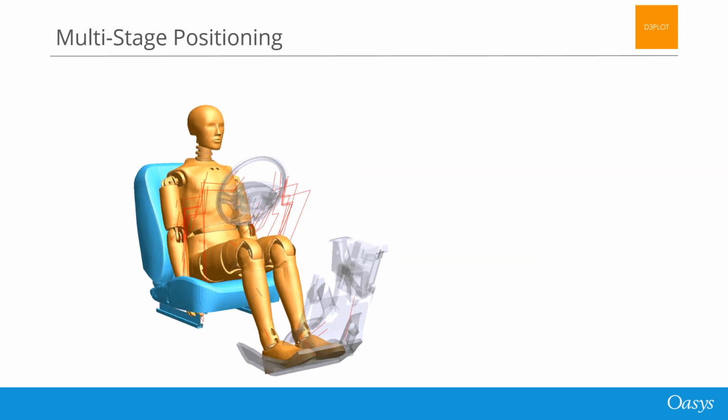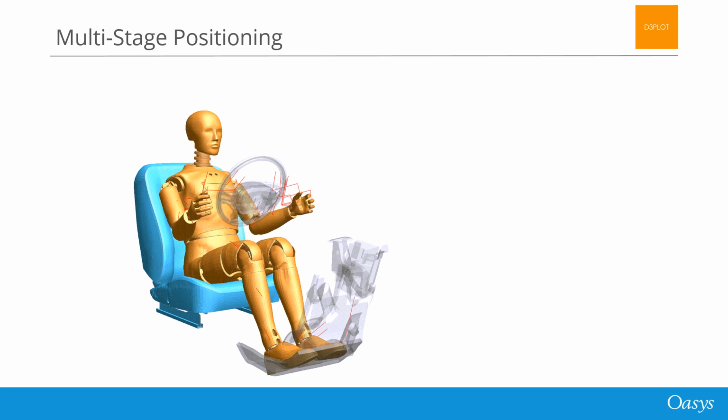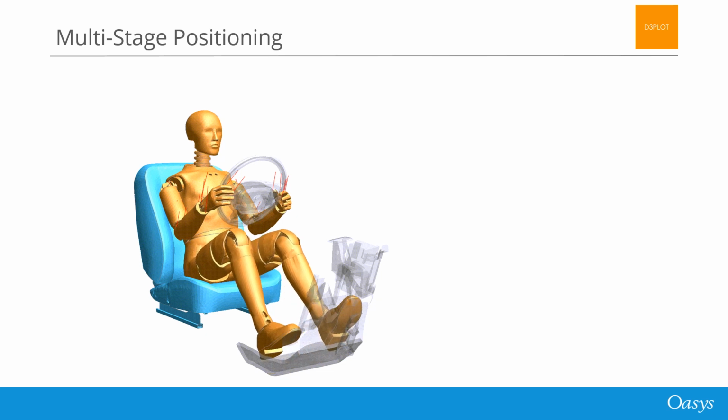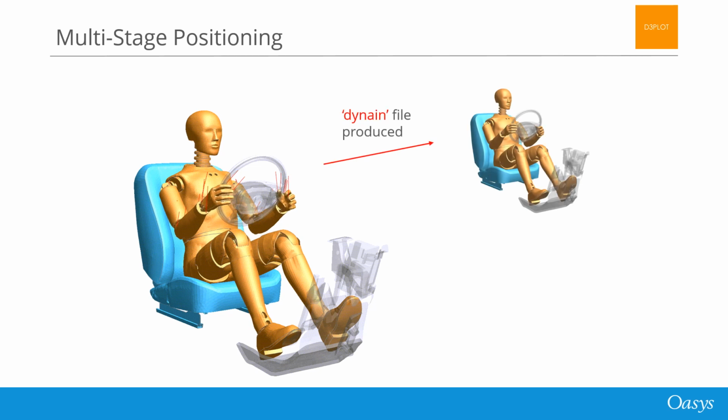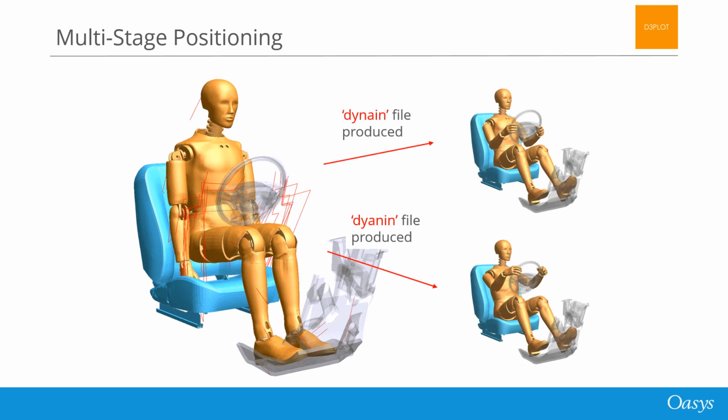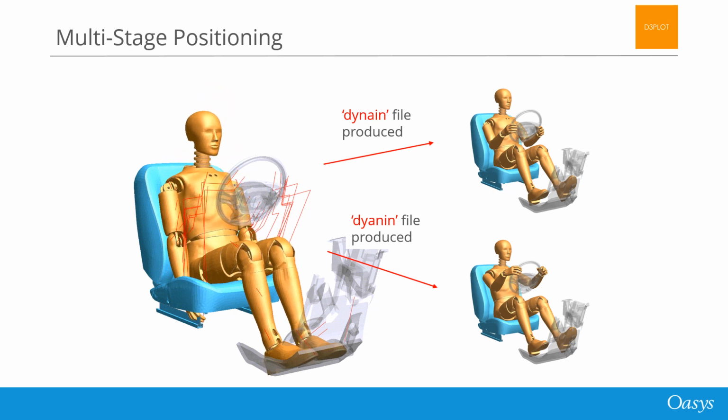So here we're looking at the results animation from a multi-stage analysis. You can see we have many cables in series for the various stages. When we reach the first final position, we write a DYNA-IN file that contains our updated coordinates. But then we continue the analysis to another position and produce another DYNA-IN file.